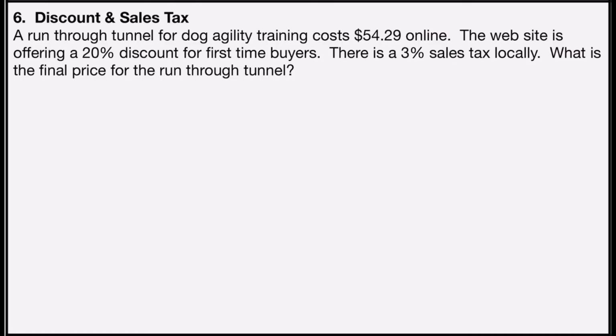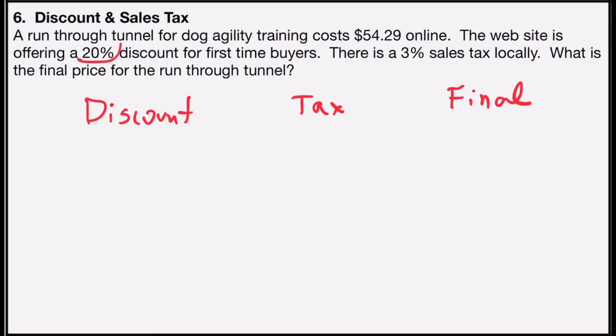Problem number 6 also has both discount and sales tax in the same problem. It says a run-through tunnel for dog agility training costs $54.29 online. The website is offering a 20% discount for first-time buyers. There is a 3% sales tax locally. What is the final price for the run-through tunnel? So like we did in the last problem, I'm going to break this into 3 steps. I'm going to find the discount, then I'm going to add the tax, and then I'm going to find the final overall price.